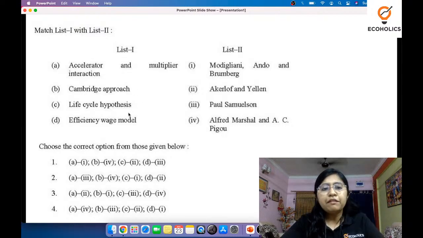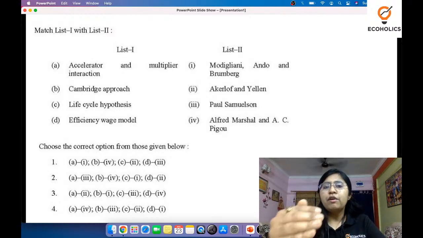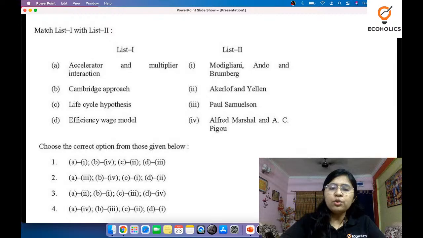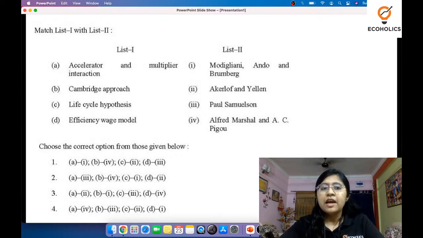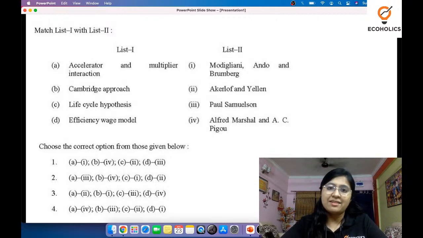It specifically pointed out various theories. Now, if you carefully see these theories, can you first of all identify the concept that has been put forth in this match the following type of question? So you have two lists, right? You do not have to tell me the answer, just identify which is the topic or module from which the question has been asked. You have the accelerator and multiplier concept, Cambridge approach, life cycle hypothesis. So we have consumption hypothesis, right? Again, don't tell me the answer. First of all, tell me which is the module through which this question has been asked. Yes.